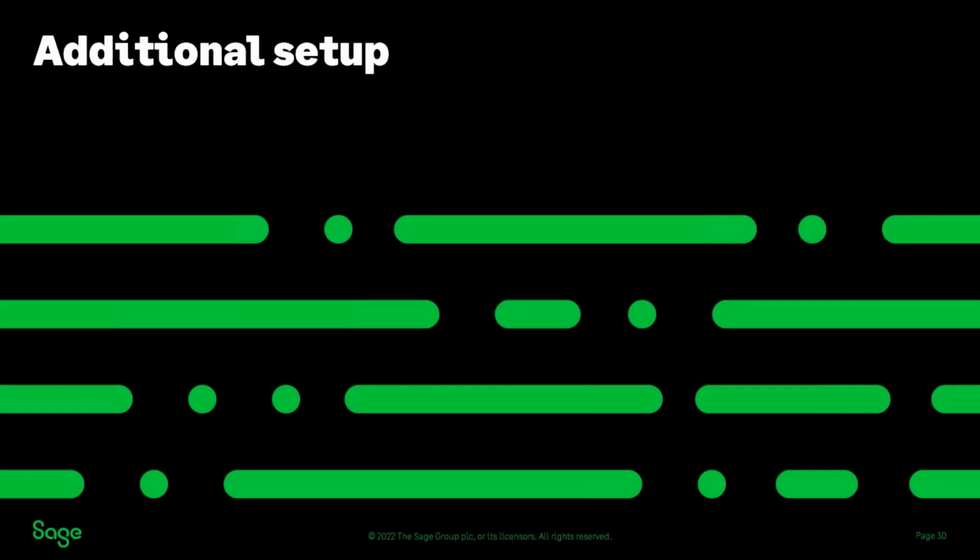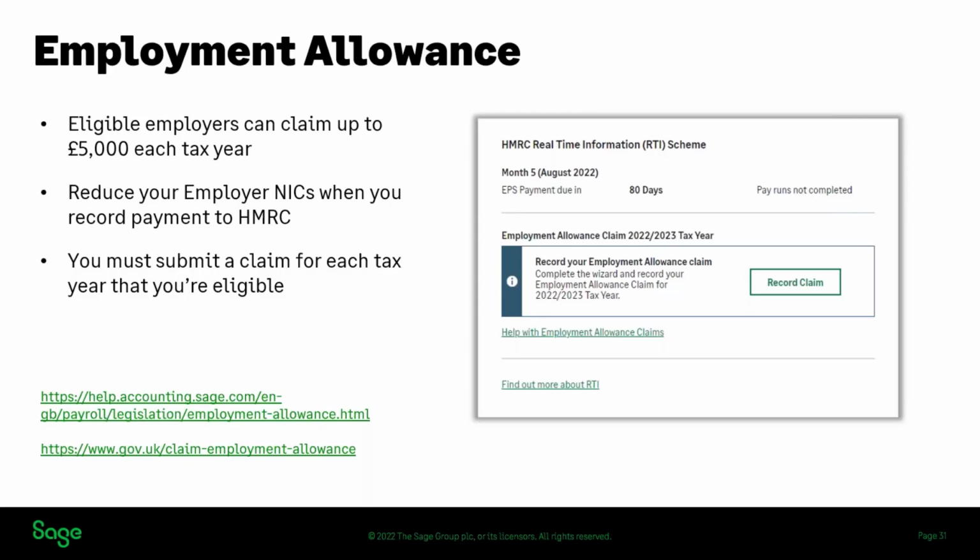So the last 5 minutes of the demo is just to run through some of the additional setup steps. The first one I want to mention is employment allowance. If you're eligible to claim employment allowance, you can get up to £5,000 each tax year by reducing your employer national insurance contributions when making payments to HMRC. Most businesses and charities are eligible, but there are qualifying conditions. So do check those out on the gov.uk website.